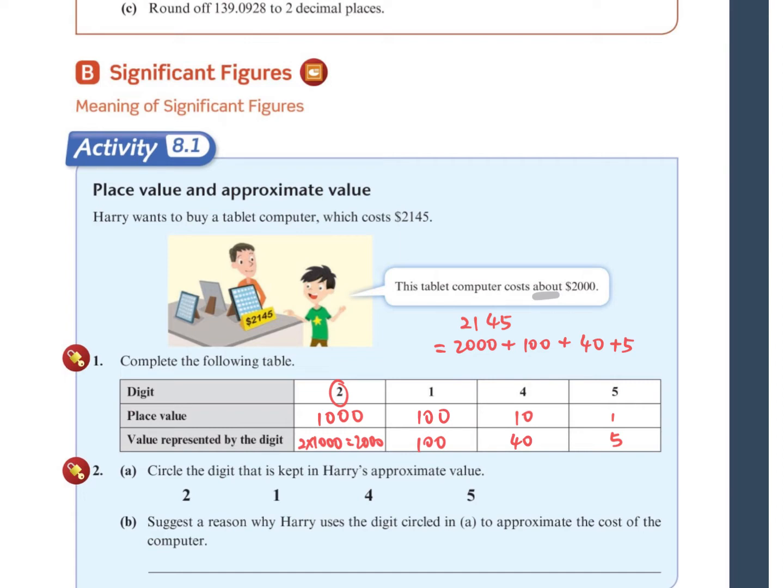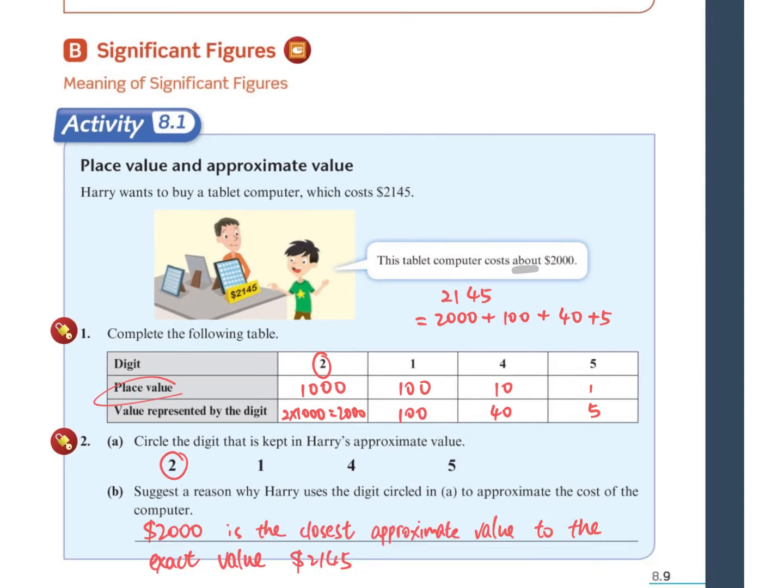Which digit is the most significant, most important? Let's see. For example, here it is about 2,000 something. So the most important digit here is 2, which is the largest place value. Why? Because 2,000 is already the closest approximate value to the exact value, 2,145. Of course, we cannot use 1, because 1 here stands for just 100. It cannot represent the cost of the computer.